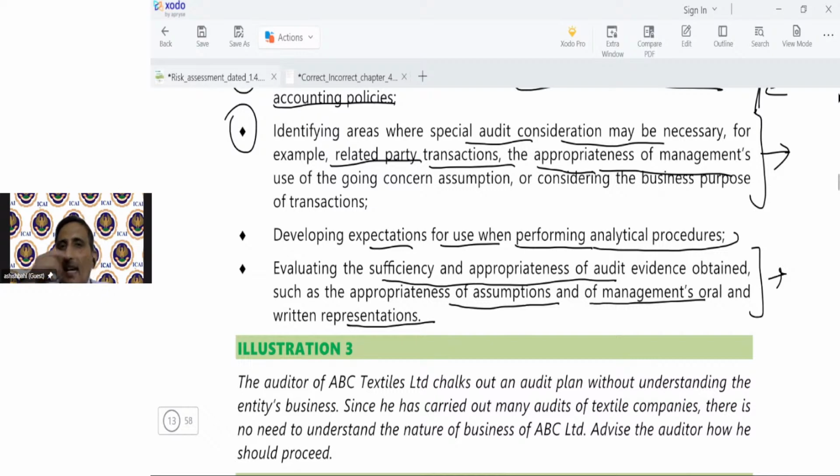So when the management is making a representation, or it is formally or informally replying to the auditor, if the auditor has made an overall study of the organization beforehand, and he knows about the company, he knows about its promoters, then he would be in a better position to judge the responses of the management of the company. Okay.